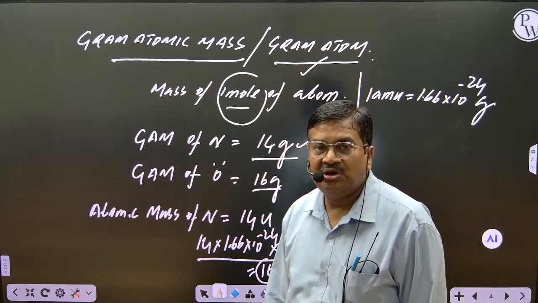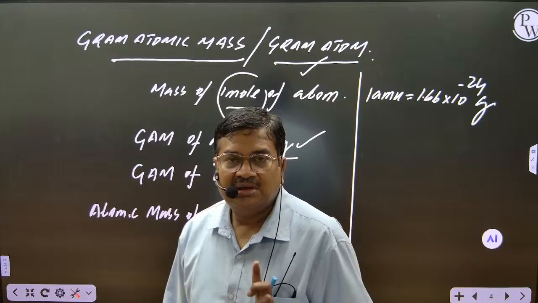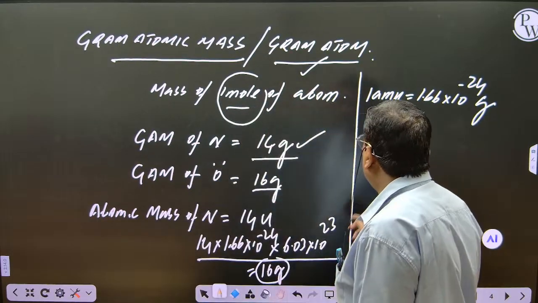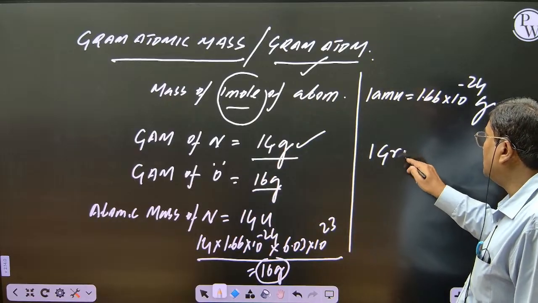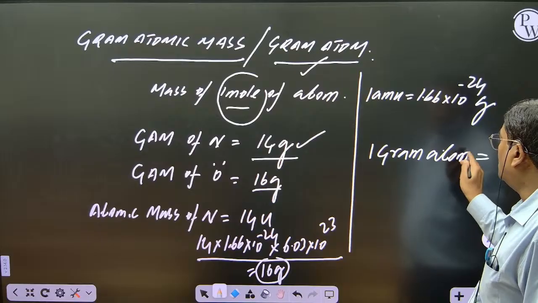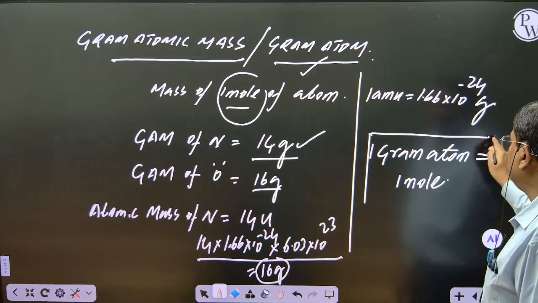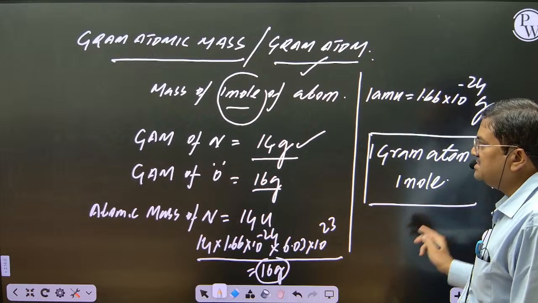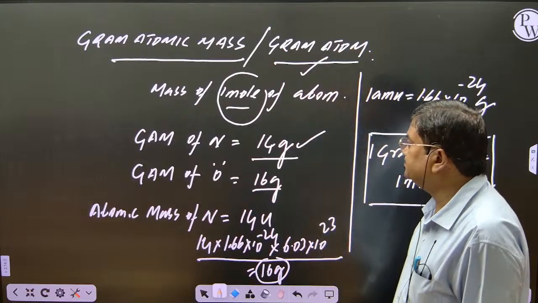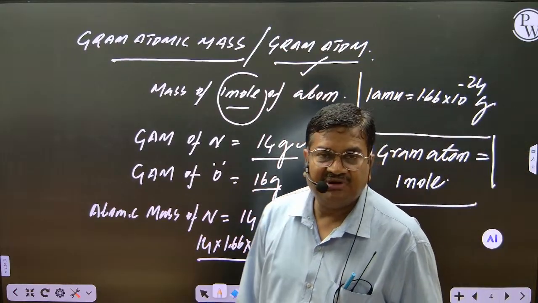And remember one more important point. In exam, whenever they ask, 1 gram atom is equal to 1 mole. 1 gram atom is equal to what? 1 mole. You have to keep it in mind. 1 gram atom will be equal to the mass of 1 mole. So in exam they use this terminology. Gram atom is nothing but it is equal to 1 mole. Copy this. Clear for all?